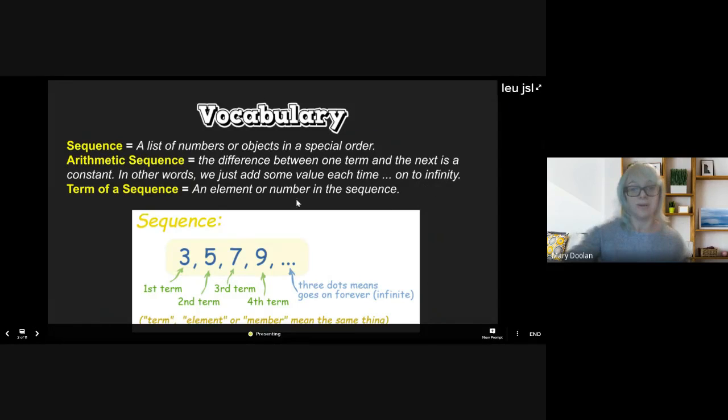And so what is it that we're doing each time here? What are we adding? What is the constant that we are adding each time in this arithmetic sequence? You can type it in the chat, okay? This is an arithmetic sequence because there is the same difference between each of the terms, okay? We are adding some value each time. How much are we adding each time?